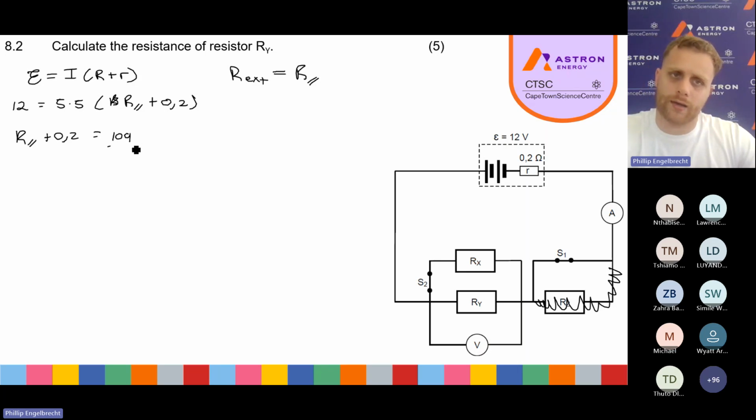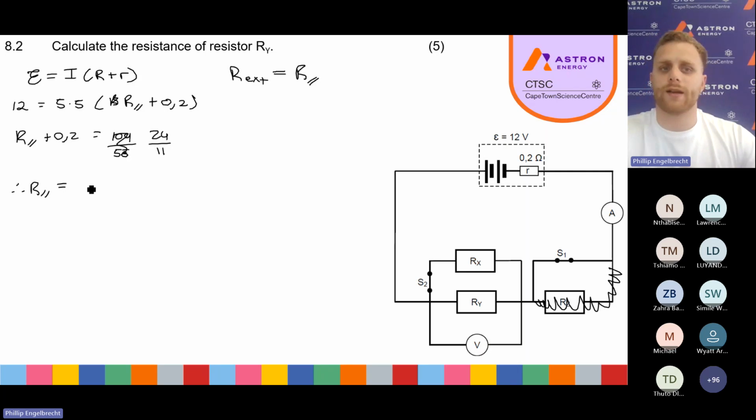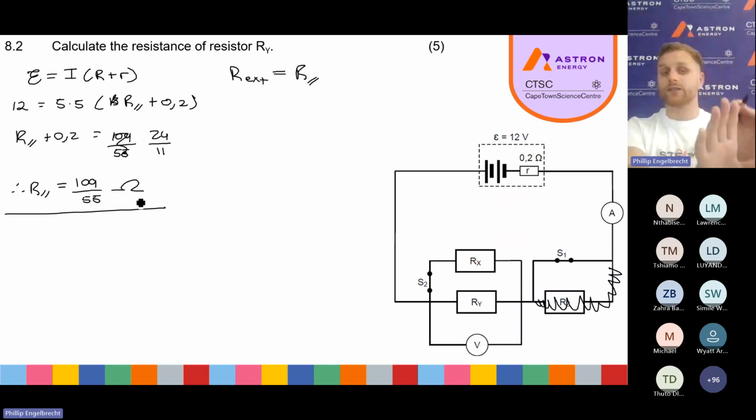So you get that R parallel plus 0.2 is equal to 12 divided by 5.5. That's 24 over 11. So therefore, 24 over 11 minus 0.2 becomes 109 over 55 ohms. So that's the total parallel resistance. Remember, my total external resistance is the same as my total parallel resistance because I have two resistors in parallel.